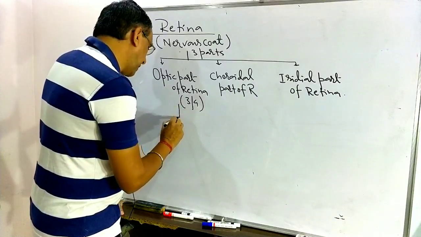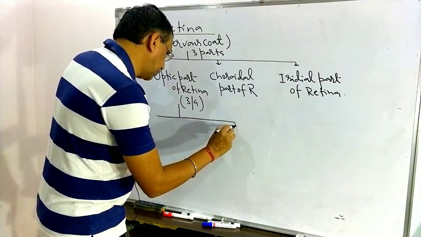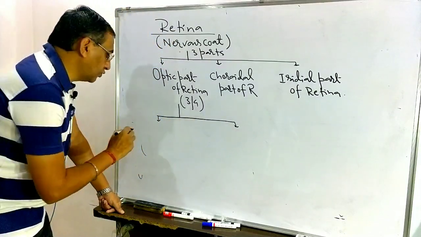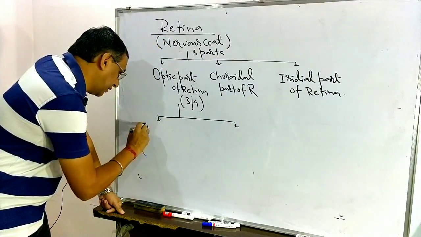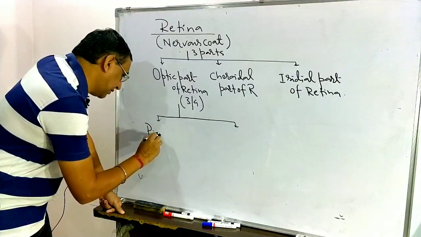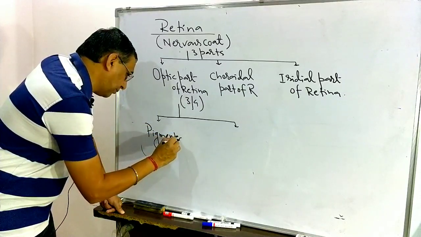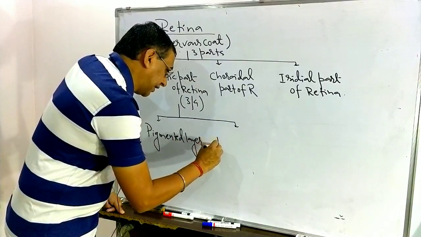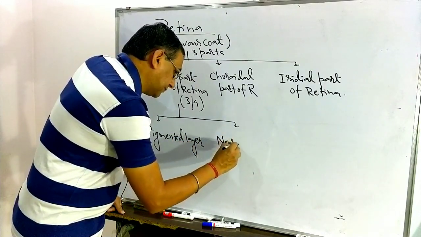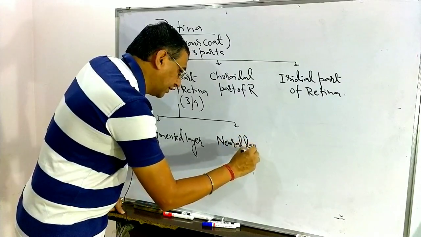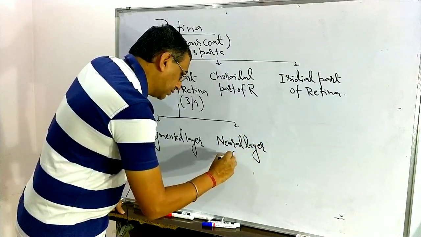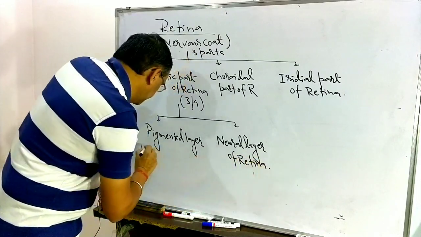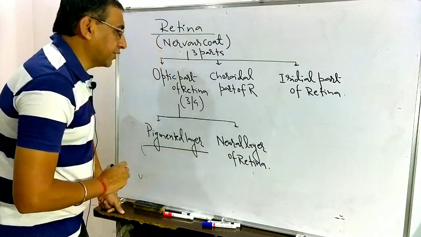In the optic part of the retina, there are two layers. One is known as the pigmented layer of the retina, and the second is known as the neural layer of the retina.